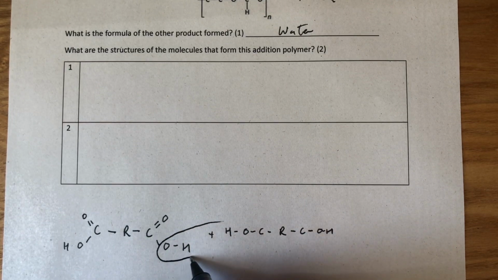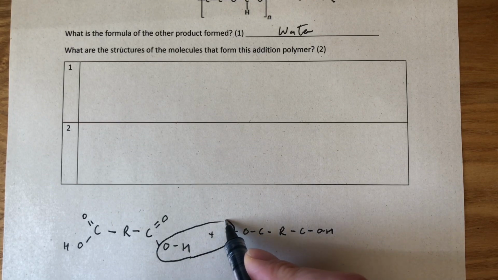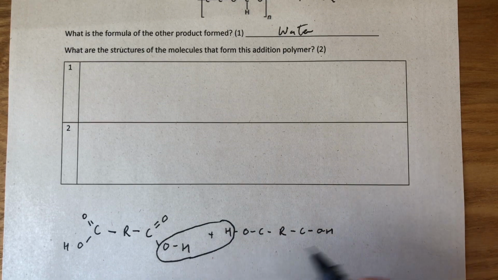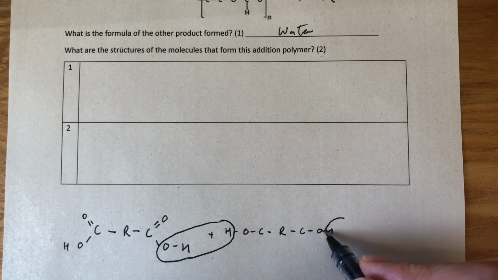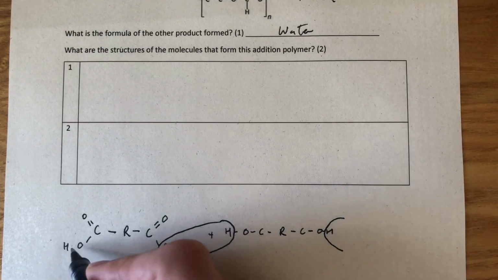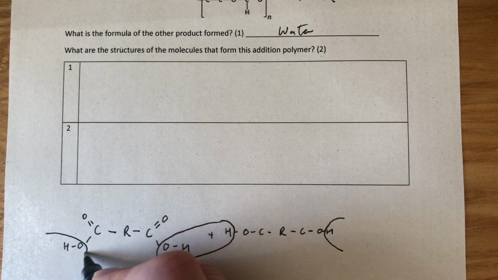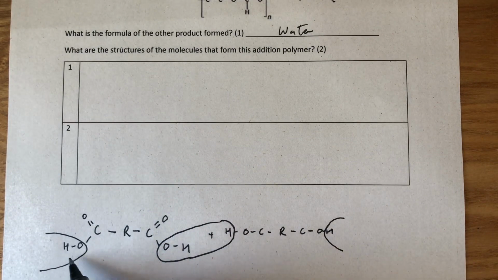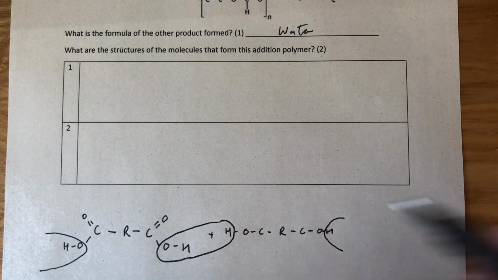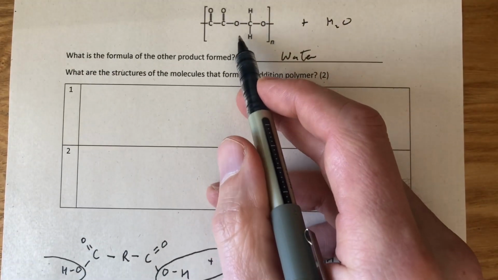So the oxygen hydrogen comes from the carboxylic acid group, and the hydrogen comes from the alcohol group. So we're going to cut those out like so. So what we need to do here is reinsert the oxygens and hydrogens, basically, into this molecule here.